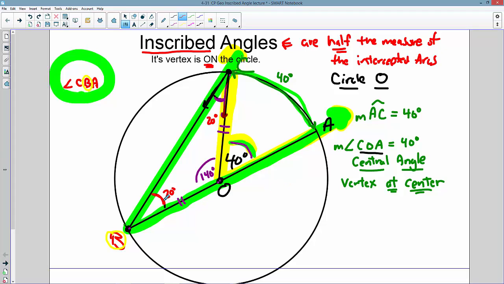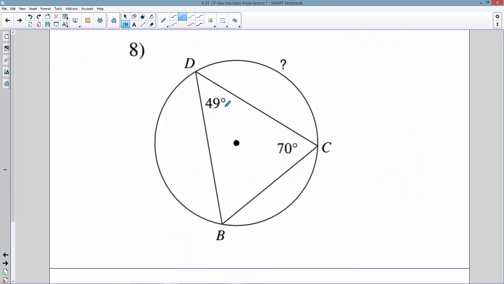Okay, so that means this angle is going to be 20. This angle is 20, but you see, we don't know where it intercepts the circle. If we were to extend this out here, we could then say that this arc is 40 degrees from here to here, but nobody did that for us, so we're really not going to touch that. Okay, so let's go to our first example problem.